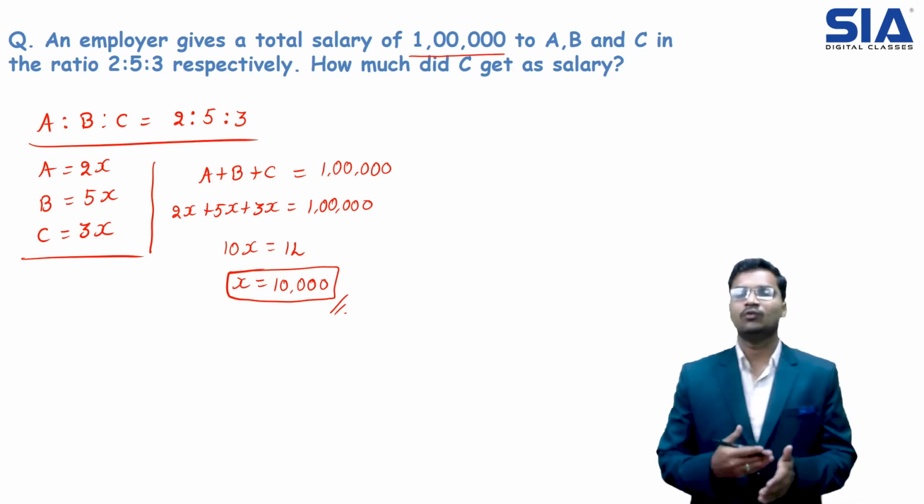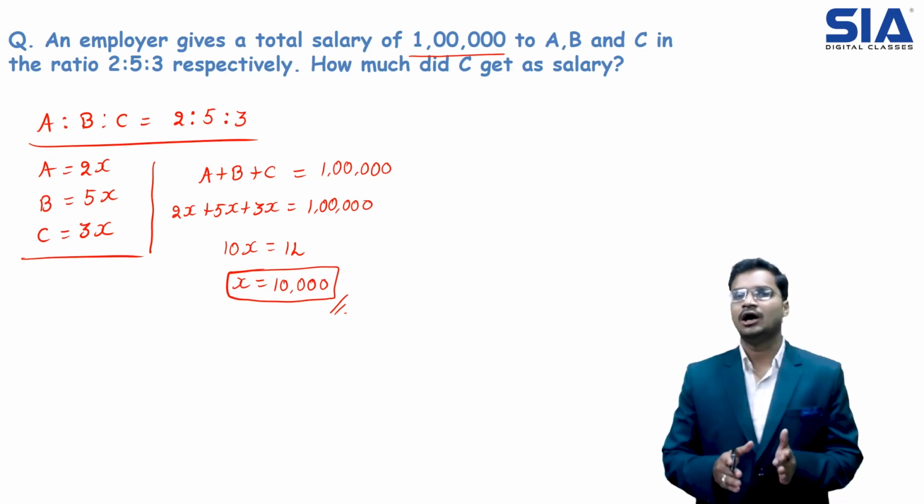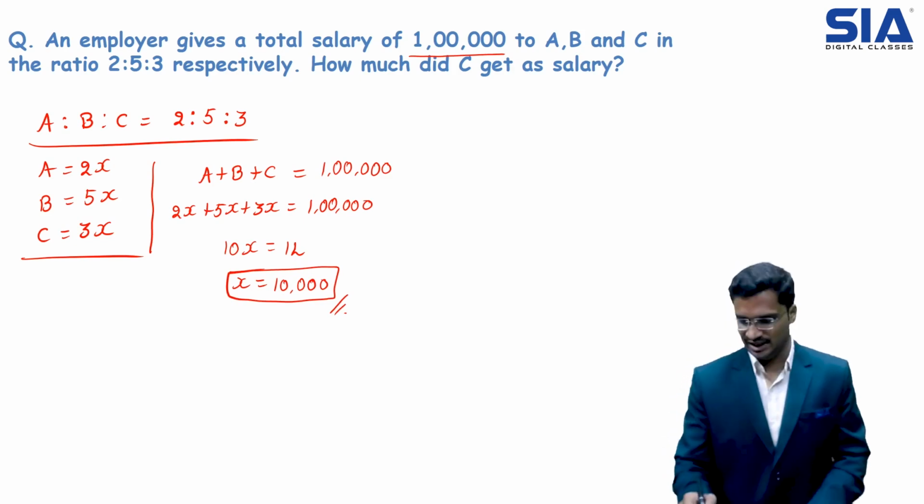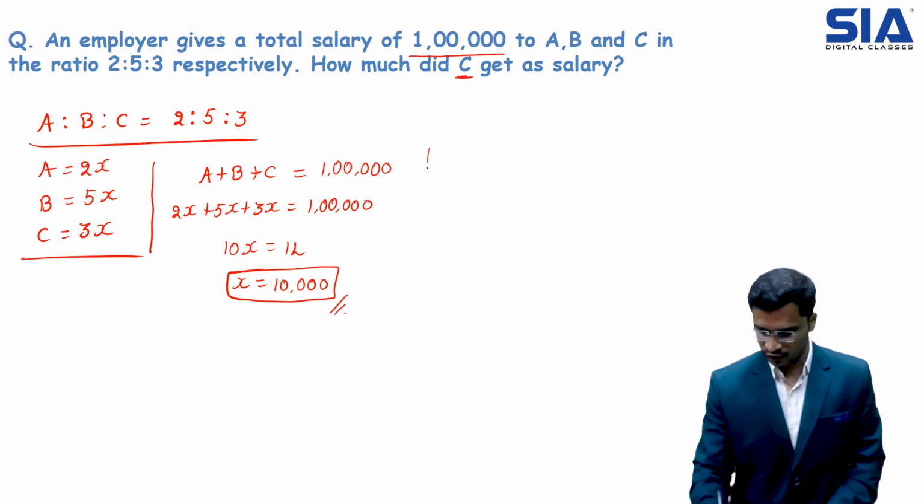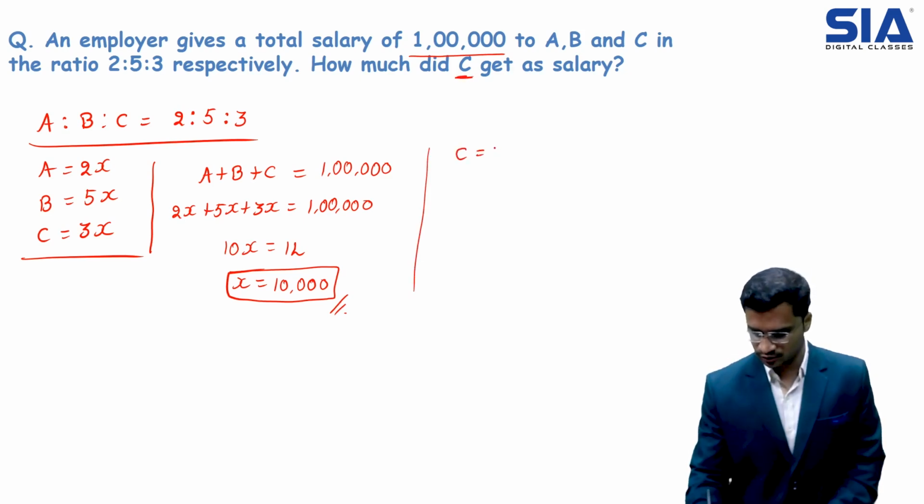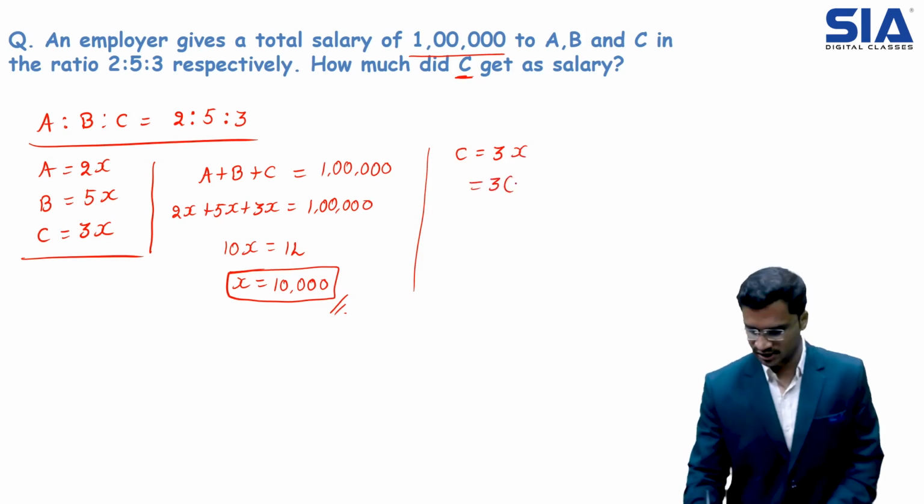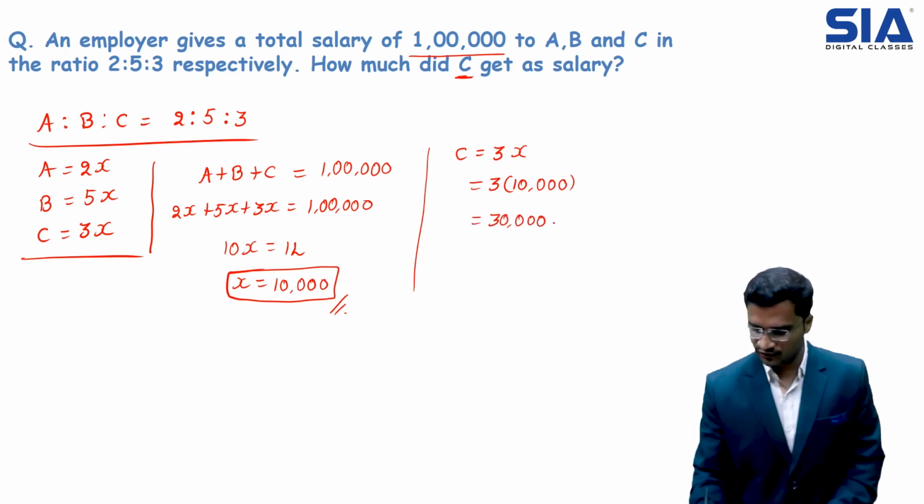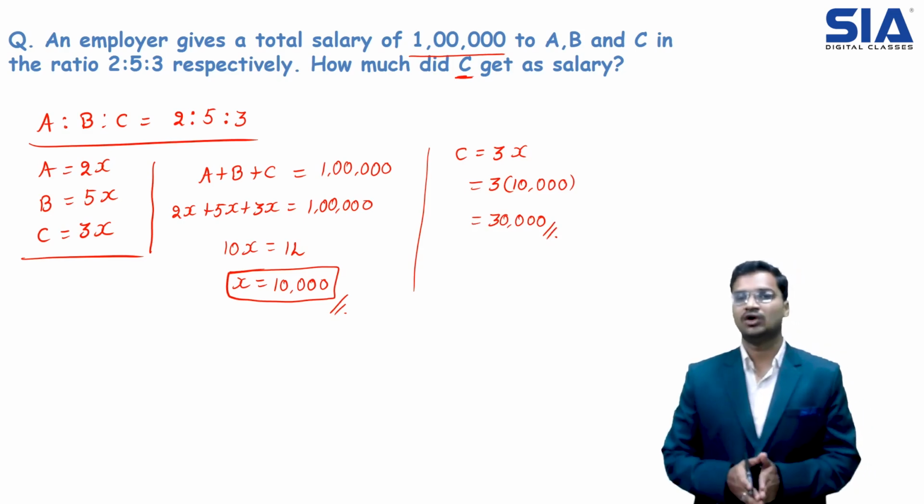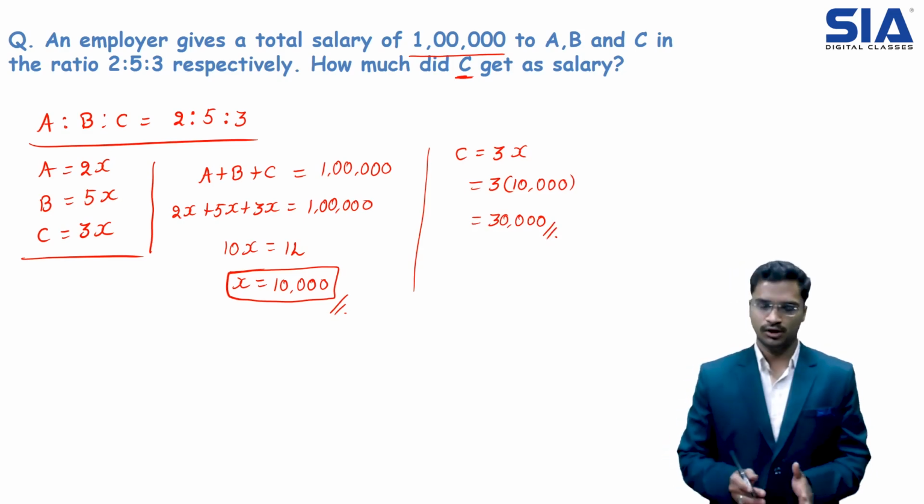Now here what is he asking? He is asking how much C got as salary. So the salary of C, we know that C is equal to 3x and the value of x is 10,000. So 3 into 10,000 is 30,000. So the salary of C is 30,000 rupees. Now coming to the next question.